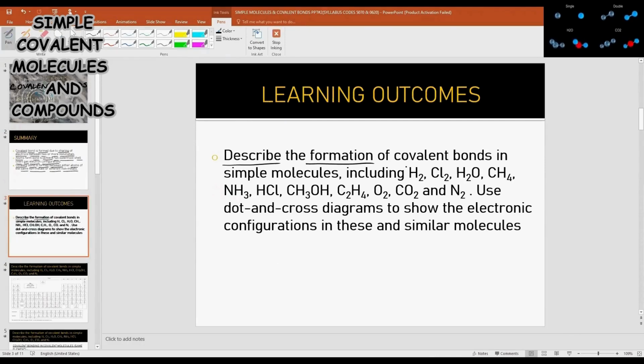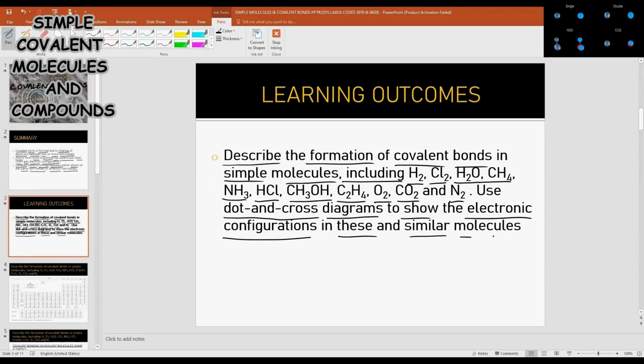So here's the learning outcome for this lesson. Describe the formation of covalent bonds in simple molecules, including H2, Cl2, H2O, CH4, NH3, HCl, CH3OH, C2H4, O2, CO2, and N2. Use dot and cross diagrams to show the electronic configurations in these and similar molecules.